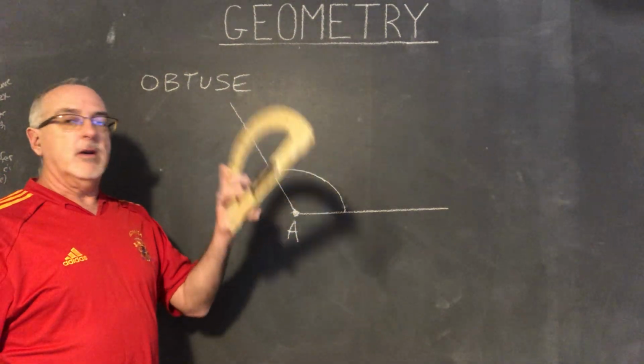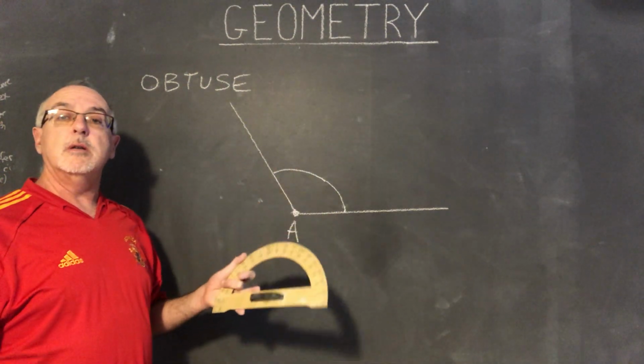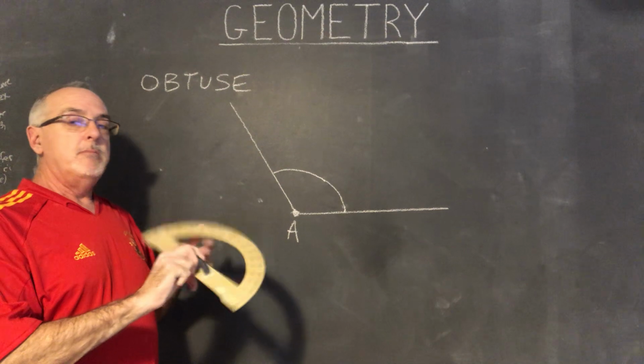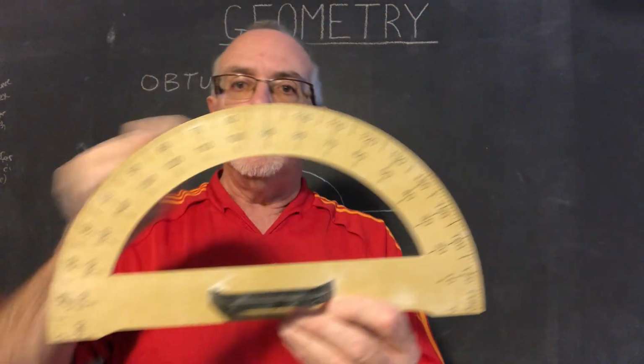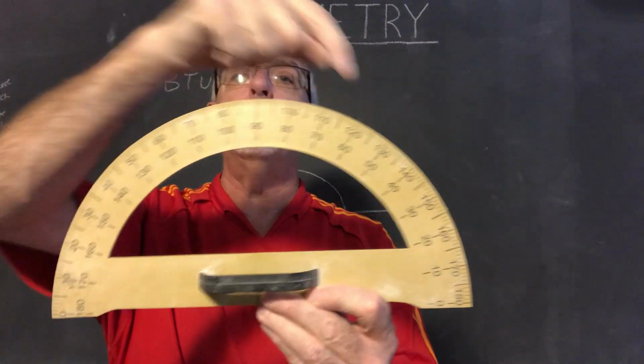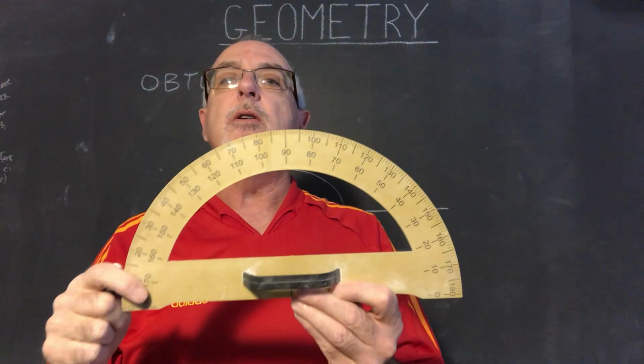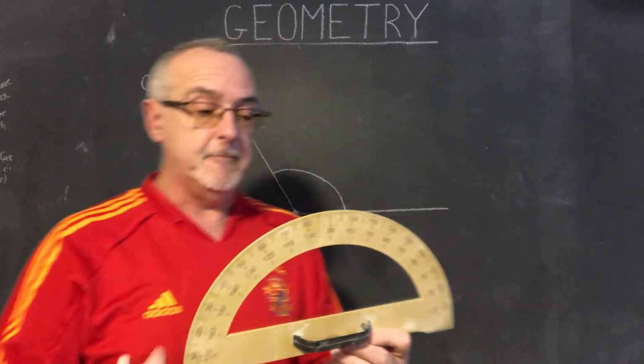So we use a protractor to draw angles, but we also use it to measure angles. Most protractors look like this one, half a circle, and you see two sets of numbers on it. And there are two sets of numbers for good reason.